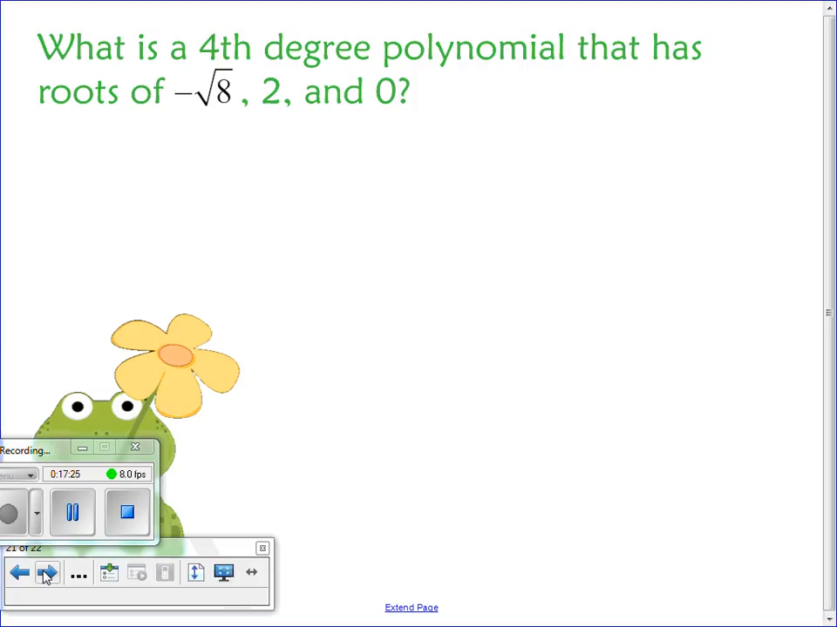All right, guys. Good. This says negative radical 8, but we know that they're actually plus minus radical 8, 2, and 0. All right, so where does radical 8 come from? Good. x squared minus 8.